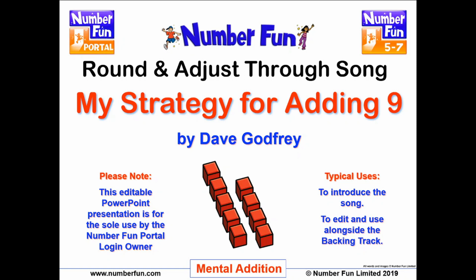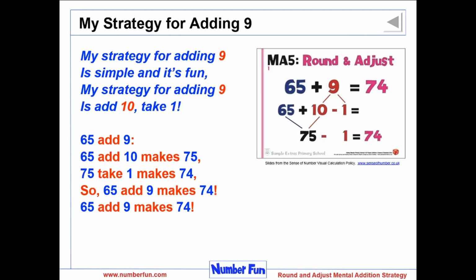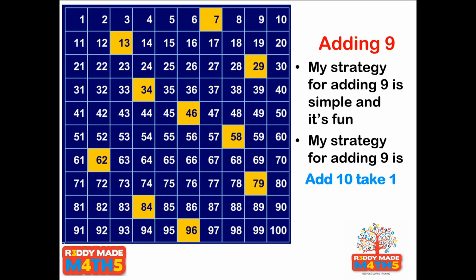On the PowerPoint here, you'll see the visual of the base 10 has been replaced by an abstract calculation from the sense of number visual calculation policy. You can see the same calculation that we saw in the song, 65 add 9 by adding 10 and taking 1. That progresses into 32 and 47, which are the two other numbers that are used in the actual song itself. Here we can see a standard normal version of a number grid. The one that we looked at in the Reddy Maths classroom was one that contained base 10. This is just the normal version.